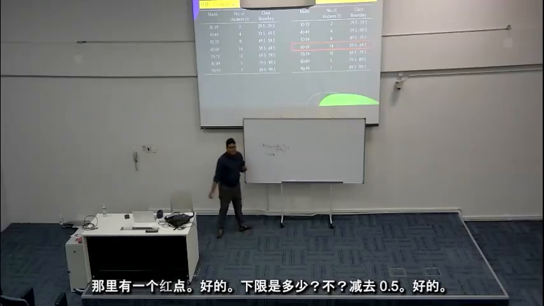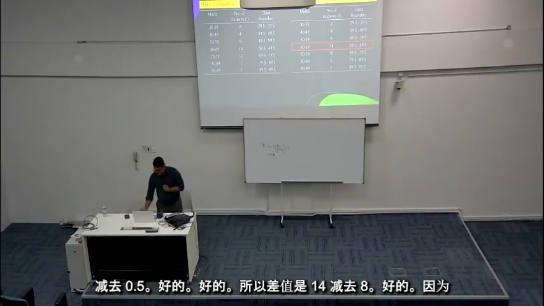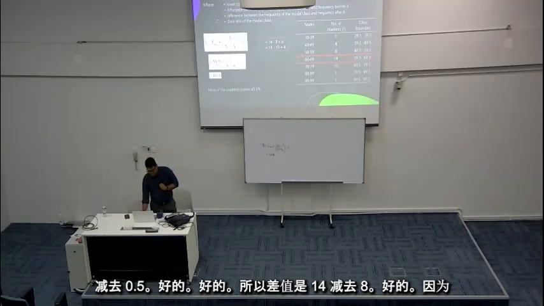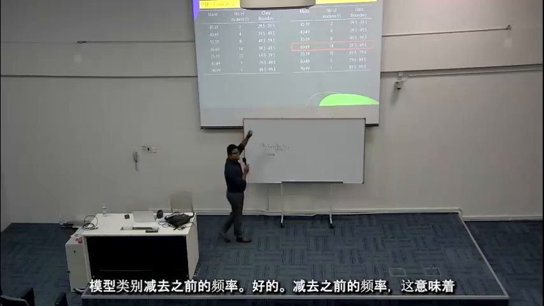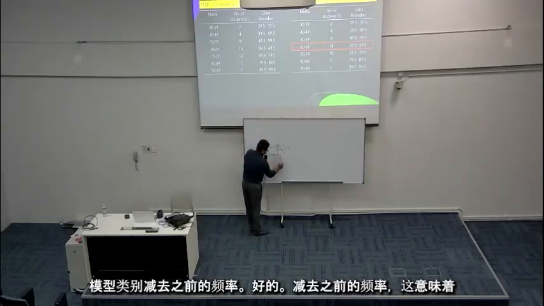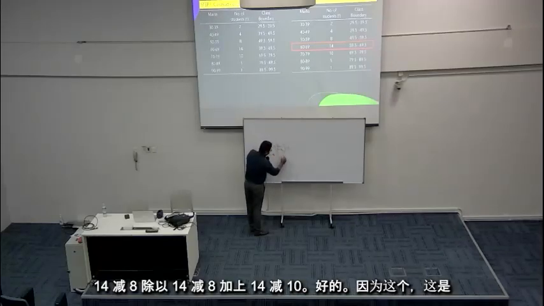Minus 0.5. Okay? Alright, so the difference, 14 minus 8. Because the modal class minus the frequency before, which means that 14 minus 8, divided by 14 minus 8 plus 14 minus 10.